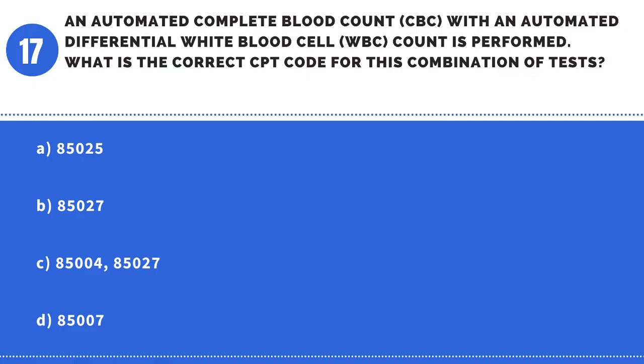Question 17. An automated complete blood count, CBC, with an automated differential white blood cell, WBC, count is performed. What is the correct CPT code for this combination of tests? A. 85025. B. 85027. C. 85004, 85027. D. 85007.